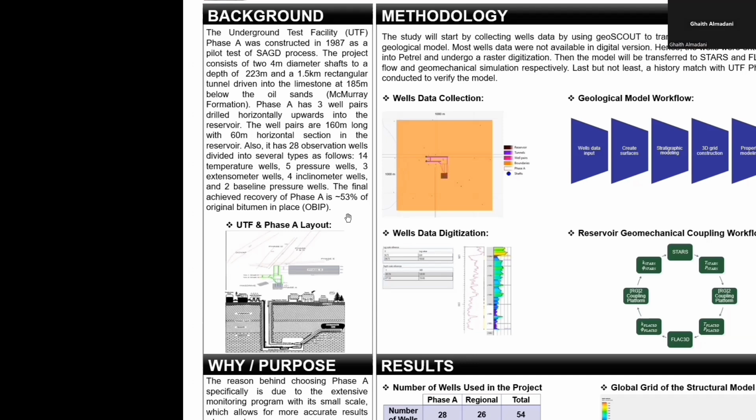Phase A has 3 well pairs drilled horizontally upwards into the reservoir, and those wells are 160 meters long, with 60 meters in a horizontal section in the reservoir. Also, it has 28 observation wells, and the final achieved recovery of Phase A is about 53%, which surpassed the expectations.